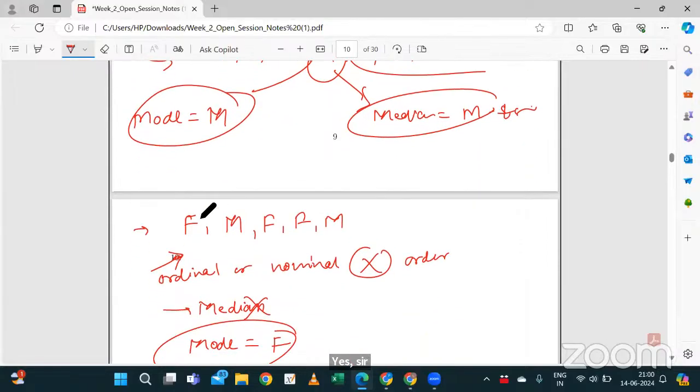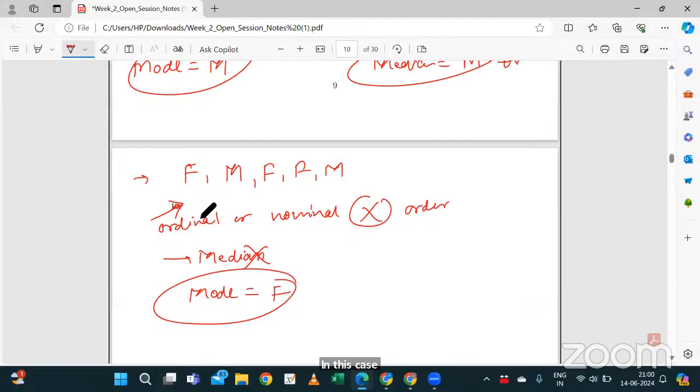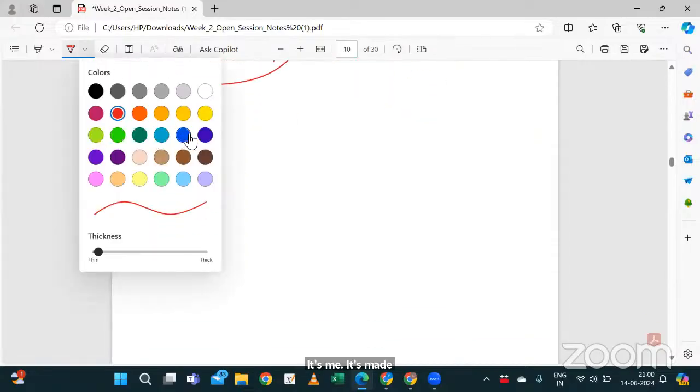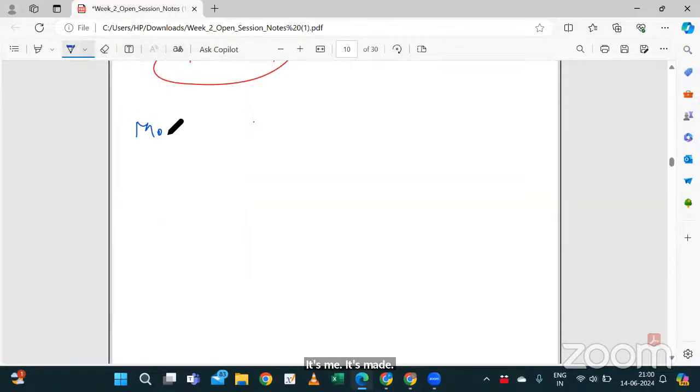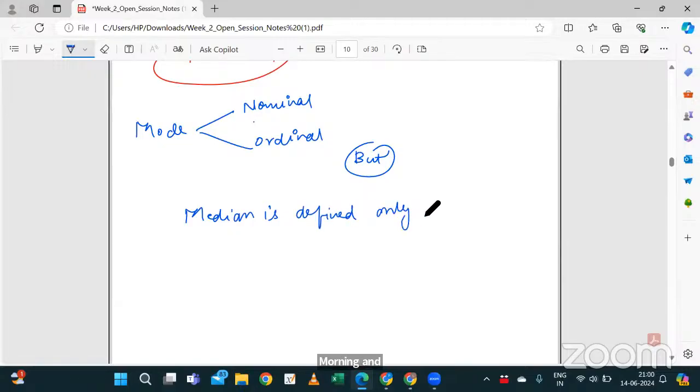Medium size. So what you can observe here is that the mode is defined for both kinds of data set, nominal as well as ordinal, but the median is defined only for an ordinal data set.